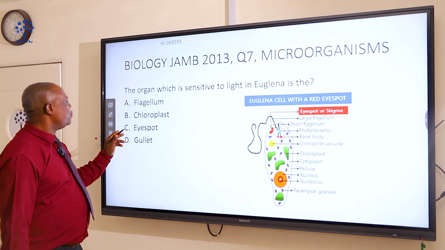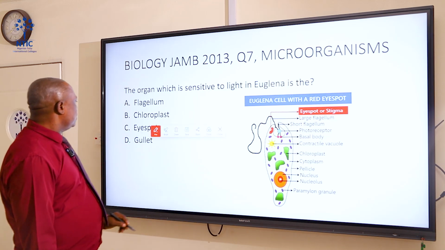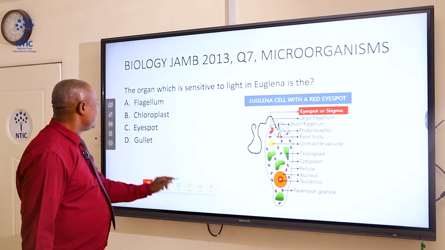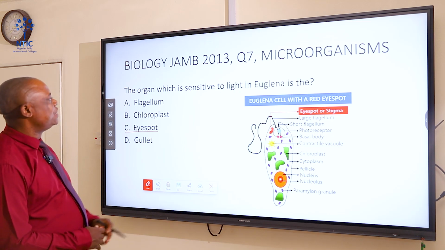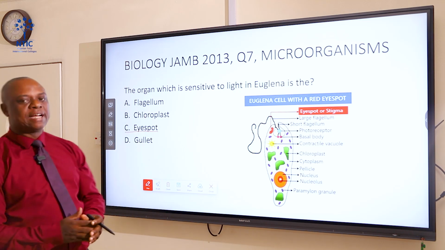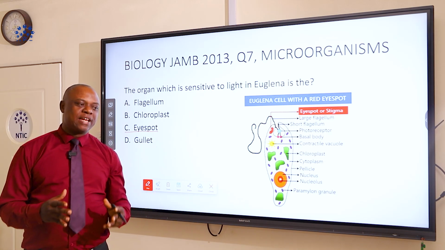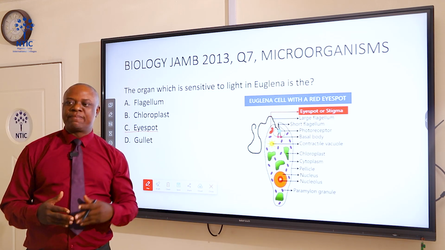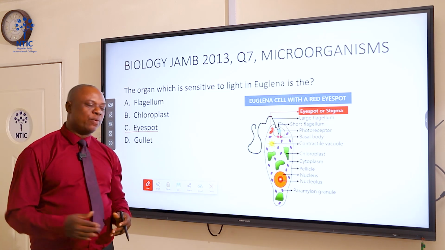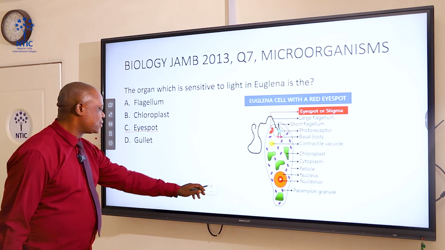Then here you have the eye spot. Option C, eye spot, is the answer to this question. It is a part of Euglena that is sensitive to light. It helps the Euglena to move towards the presence of sunlight or move away from it. We'll move to the next question.